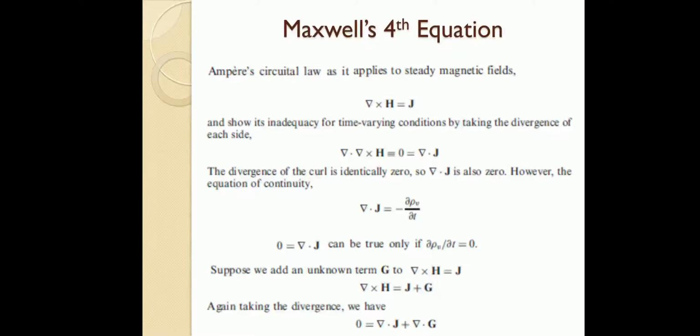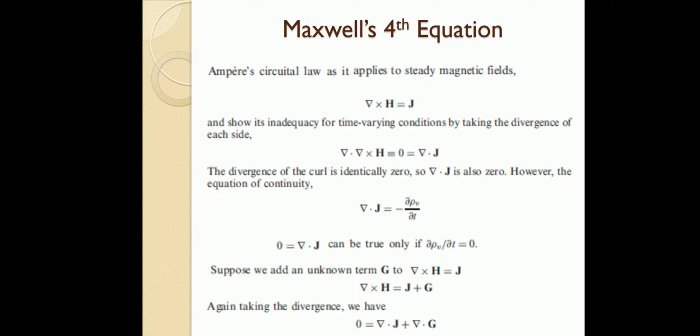Next we can see what Maxwell's fourth equation is. According to Ampere's law for a static magnetic field, del cross H is equal to J. But there is an inconsistency in this equation if we consider it for the time varying condition. To show that, we take the divergence of the above equation, so del dot del cross H is equal to del dot J. We know that the divergence of the curl of any vector is equal to 0. That means del dot J equals 0.